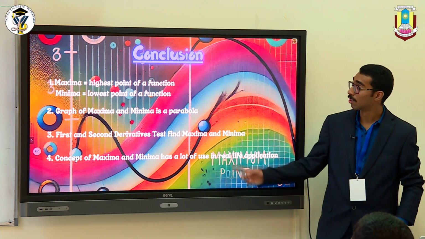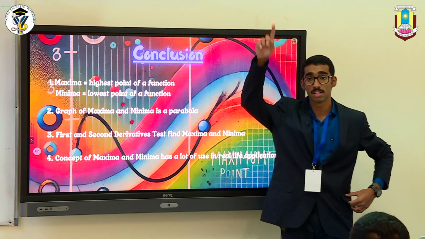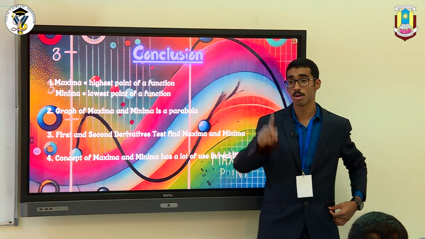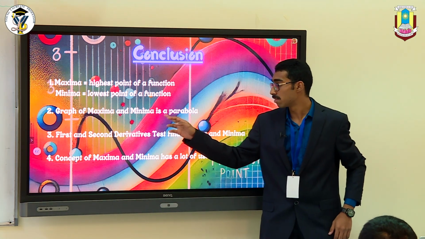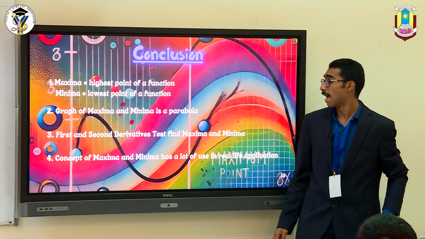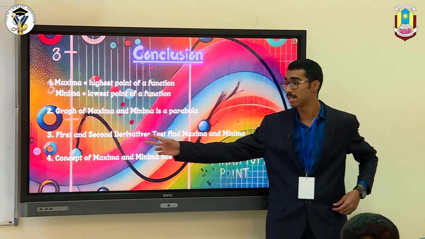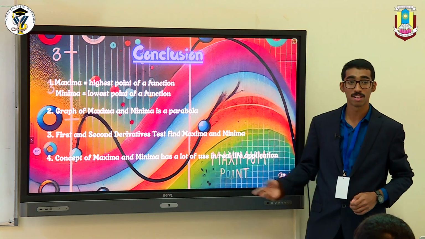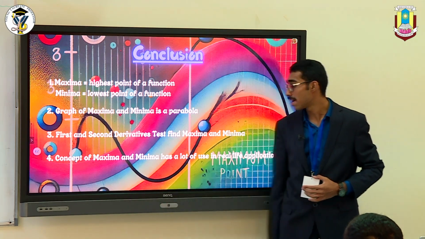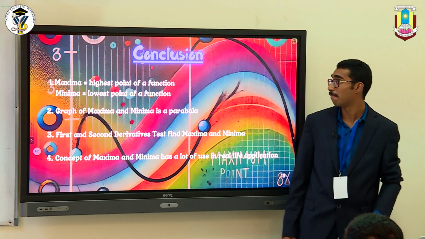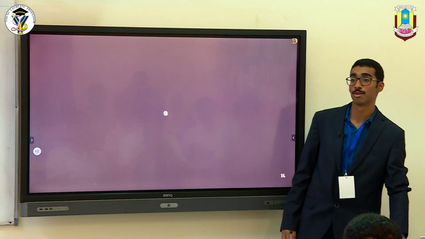So, the conclusion, just a recap: maxima is the highest point of a function in the graph; minima is the lowest point of a function, the concave down. Then the graph of maxima and minima is a parabola, and the first and second derivative tests find maxima and minima, the two methods which we learned. Then the mnemonic, Duke's cat catches pigeons silently, and the concept of maxima and minima has a lot of use in real life applications. So yeah, that's it for today. Thank you very much.